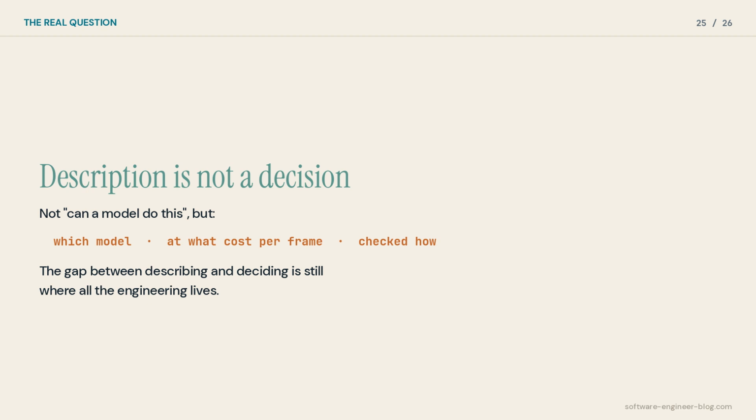Which moves the real question somewhere more useful. Not can a model do this, but which model, at what cost per frame, checked how. Description is not a decision, and the gap between those two things is still where all the engineering lives.